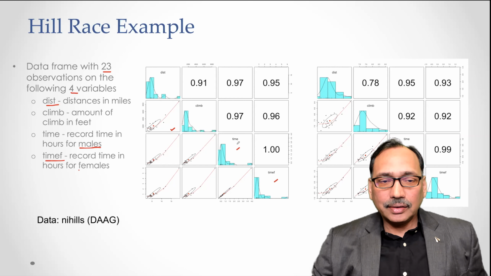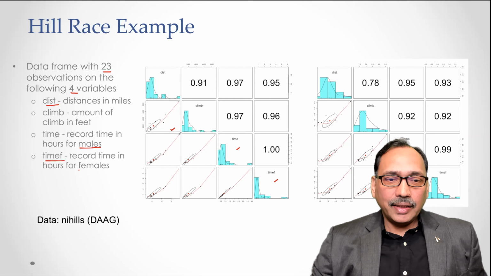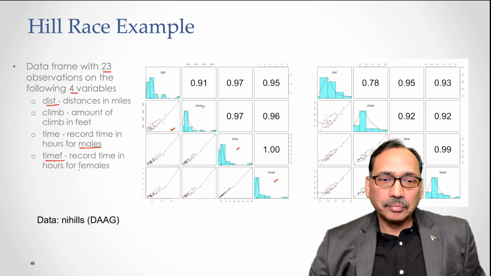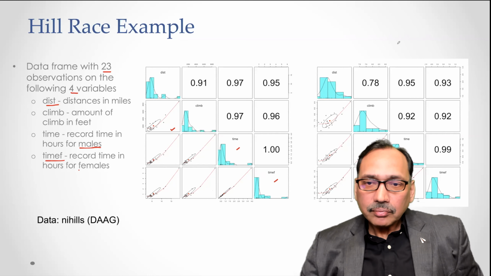Distance versus record time in hours for male, most of the data points are here, and then you have one point far away in the right upper corner. Same thing between climb and time, distance and time for females. So the story is more or less the same.